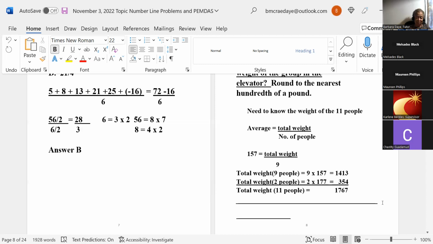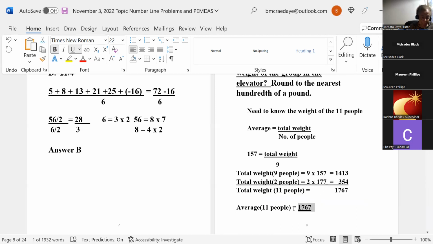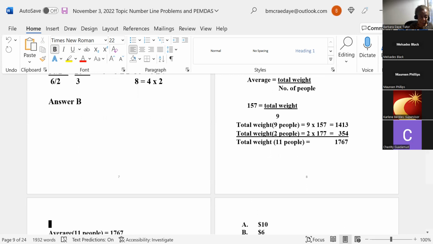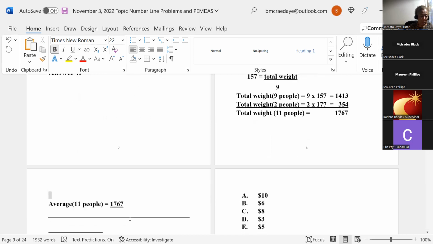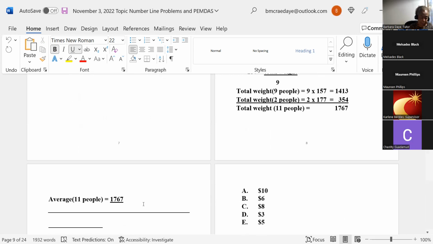Take that 1767. So the average for 11 people will be equal to the total, 1767. And what's that divided by? 11. That's right. Perfect. So put the 11 underneath there. I may have to go to the next line. Here we go. I'm on the next page. So this divided by 11.